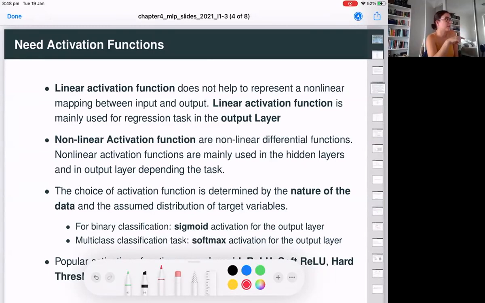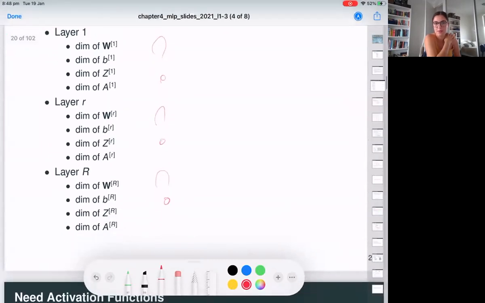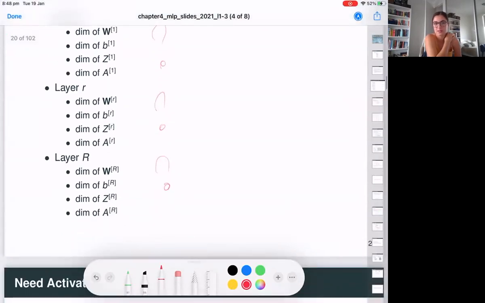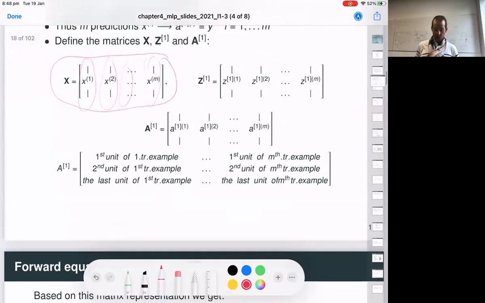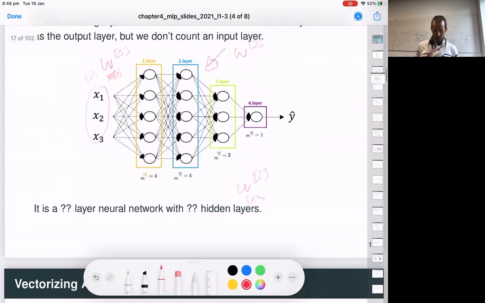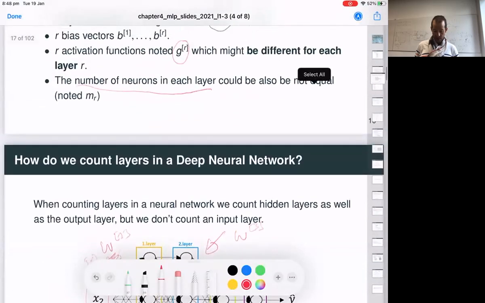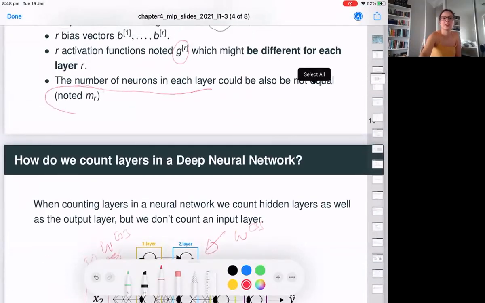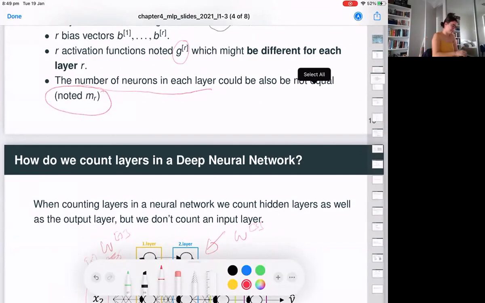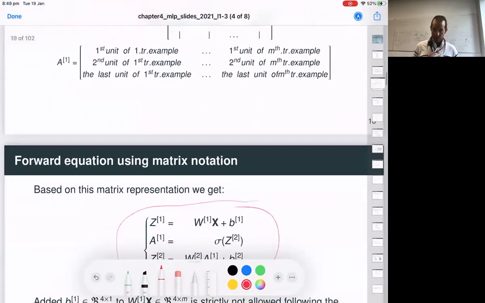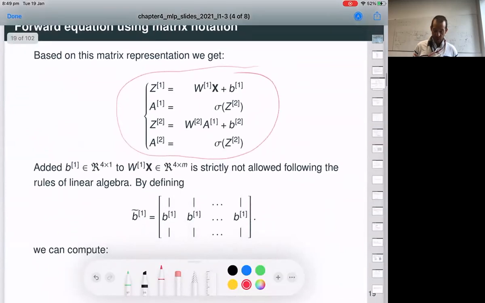Sorry, I just mean for the dimension summary, are we assuming that each layer has the same number of neurons to estimate those dimensions? No. We take the notation MR. So I say, maybe I say, here, look. Don't be sorry, it's going fast, a lot of information. It's a good question. So MR is the number of neurons in the layer R.